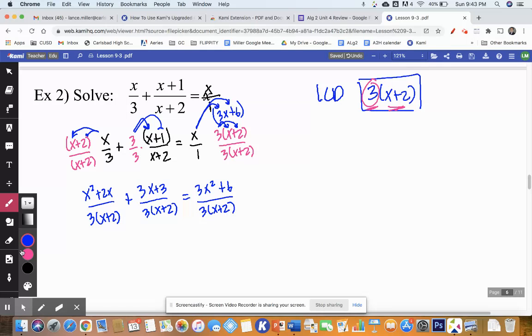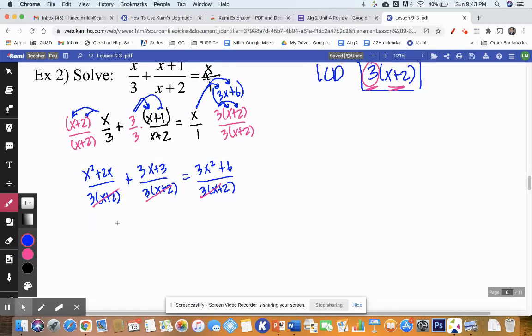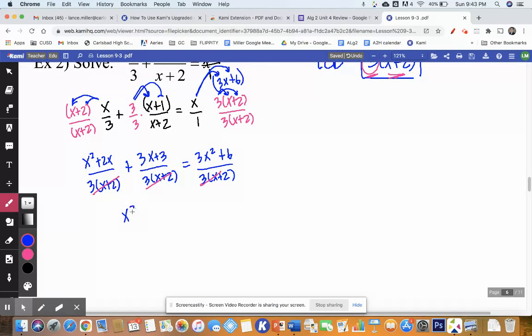All right, at this point, denominator is the same. That means the numerators have to be the same. So cancel out the denominators. And we're just going to make a little equation with the numerators. x squared plus 2x plus 3x plus 3 equals 3x squared plus 6.